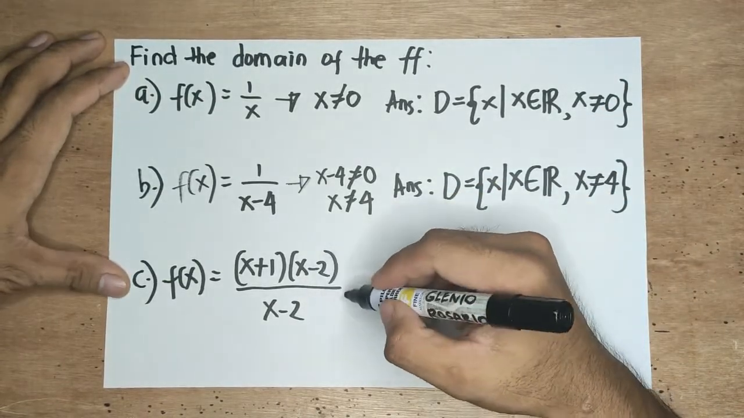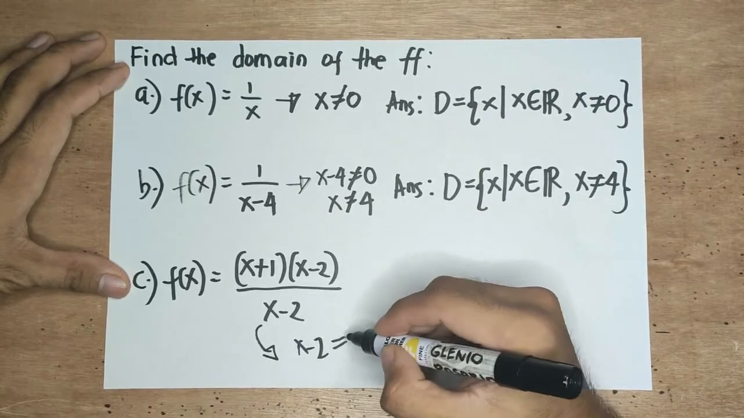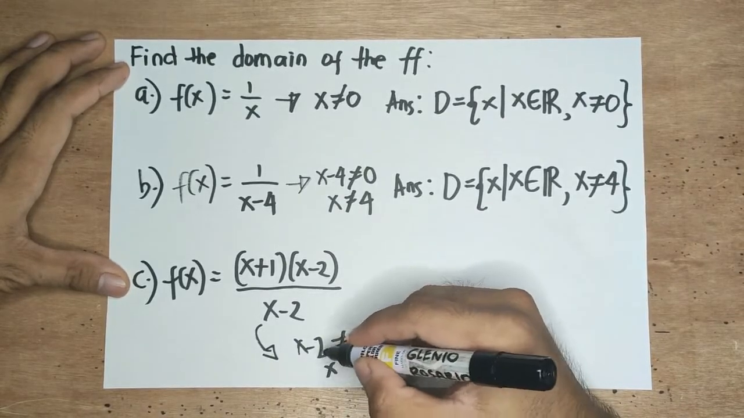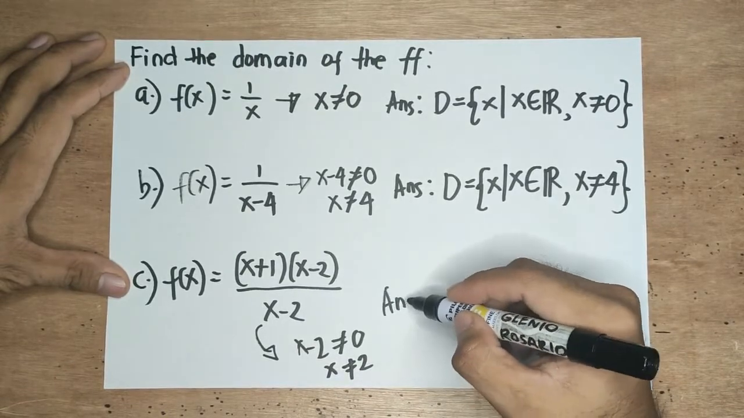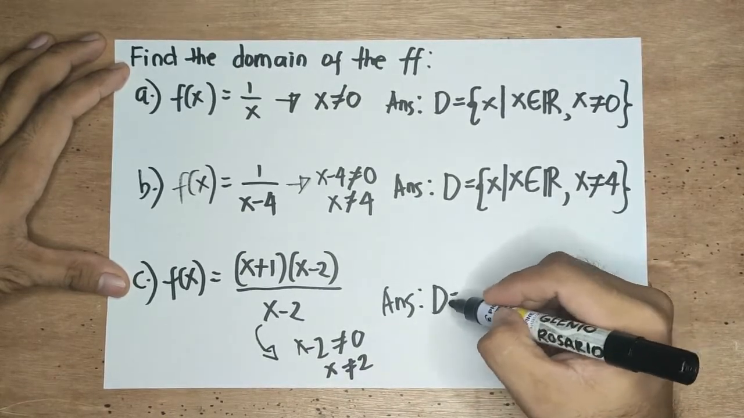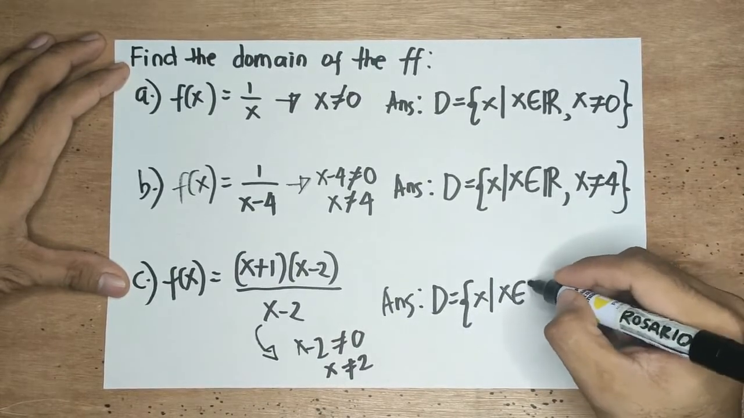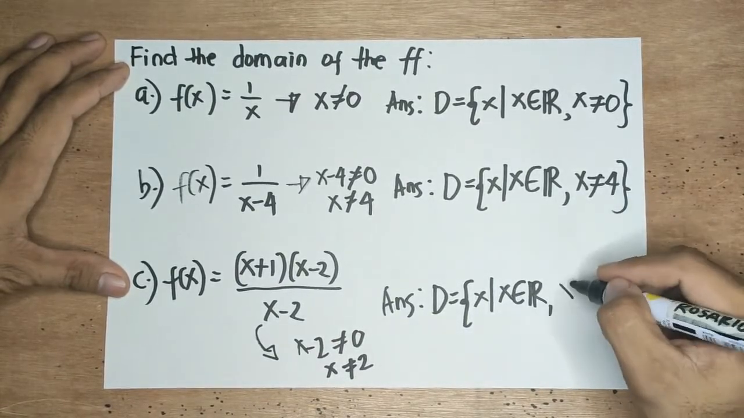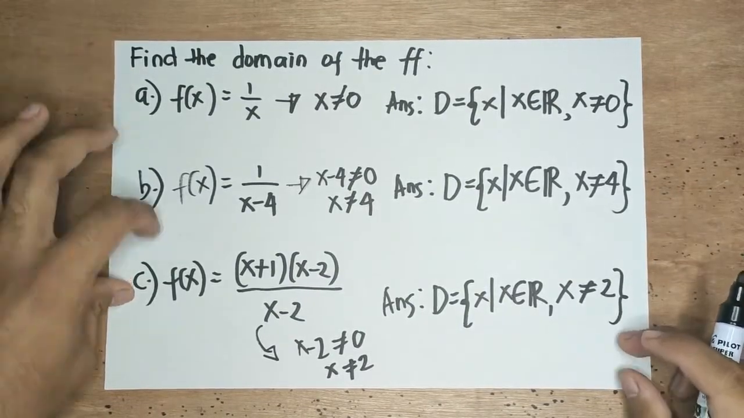Then, lastly, this will be x minus 2 is not equal to 0. So, transposing negative 2, it will give us positive 2. Ito ngayon yung hindi natin isasama sa domain. We have the domain is a set of all x's such that x is an element of real numbers, comma, x is not equal to 2. Understood?